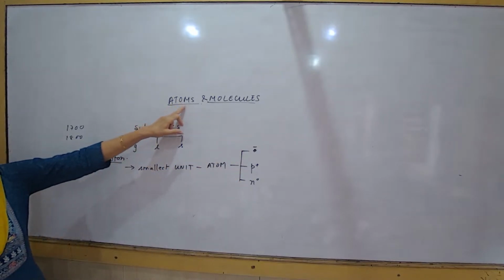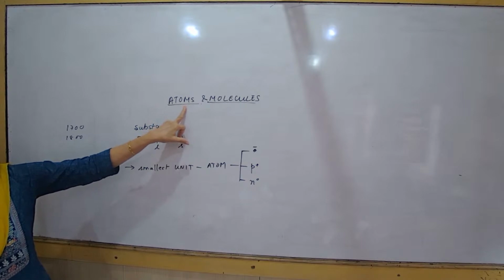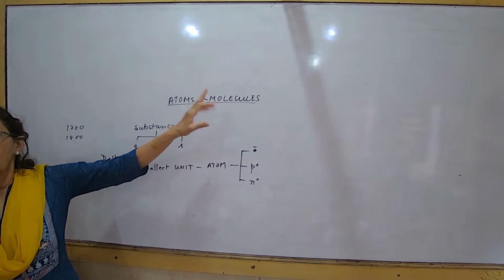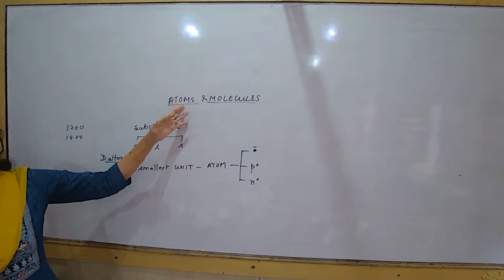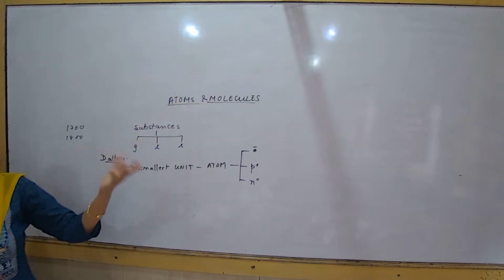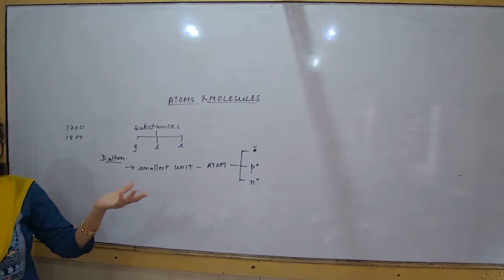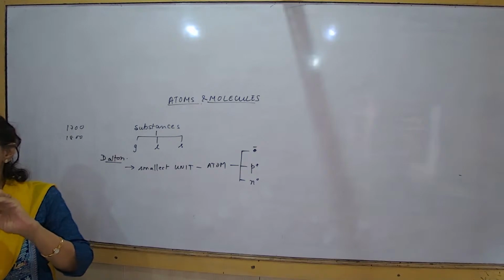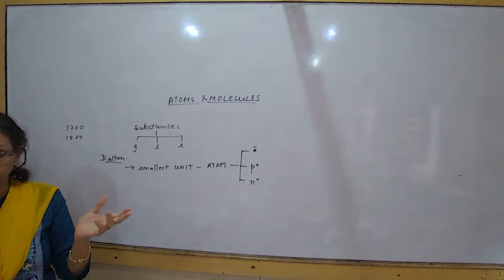Then the title of the chapter itself is atoms and molecules. So what is a molecule? It is made up of two or more atoms. Yes, it's made up of two or more atoms. For example, you can say a molecule of an element. It can be a molecule of a compound or whatever it is.